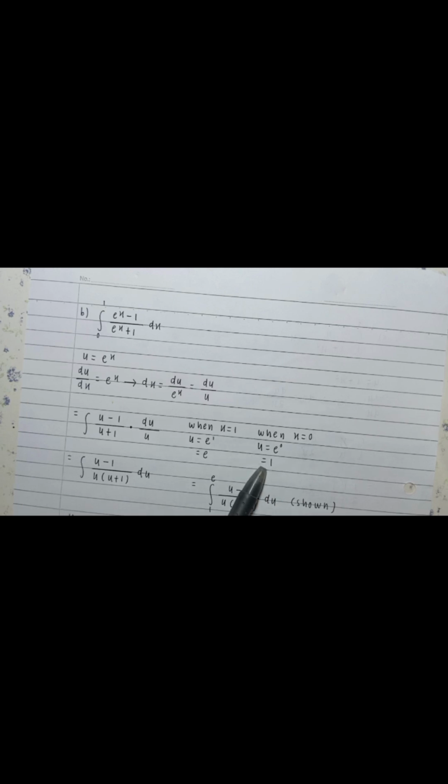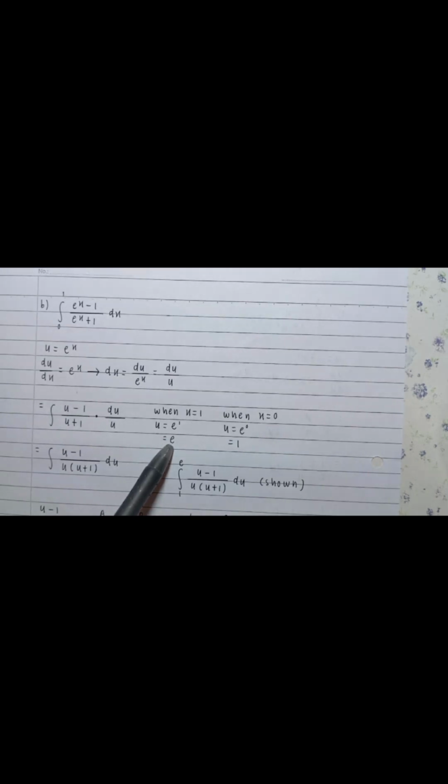When x equal to 1, u equal to e. When x equal to 0, u equal to 1. So, this is the upper limit. This is the lower limit. So, u ni kita darab masuk. So, dapat u minus 1 over u dalam tanda kurung u plus 1 du.